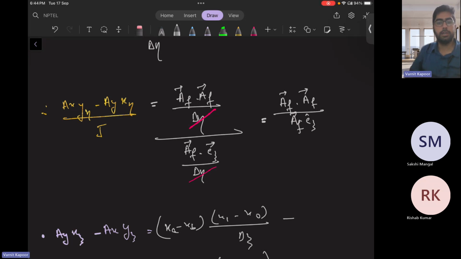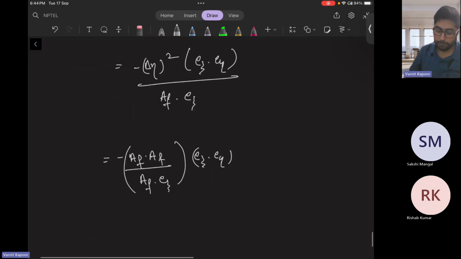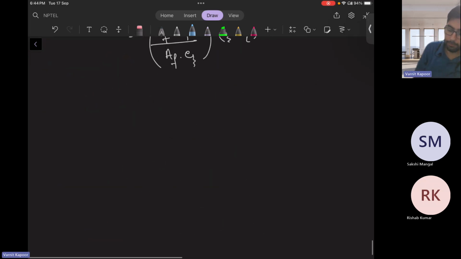I hope this much is clear. So now you put all the values, all the values which you have calculated, in that equation. Therefore, we can say that our equation, gamma grad phi of that phase dot A_f, put all these values, the first term and the second term.